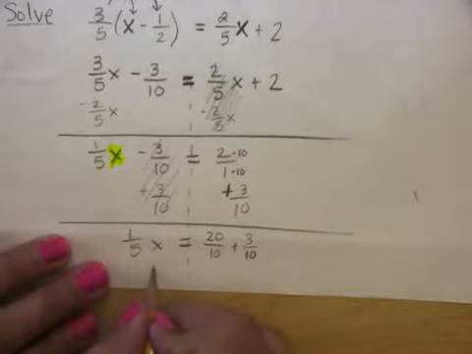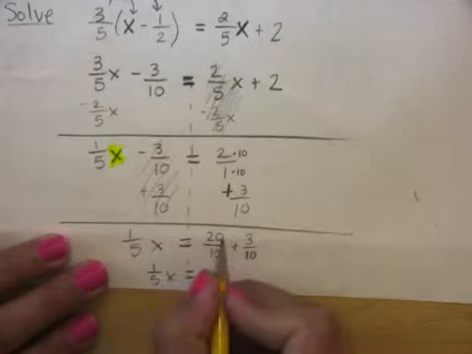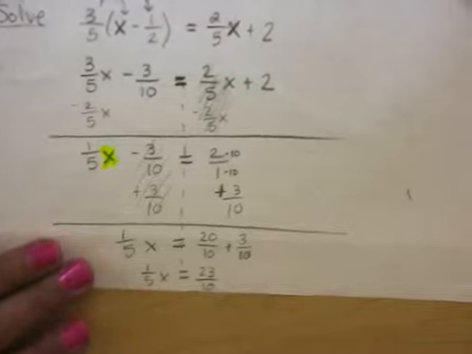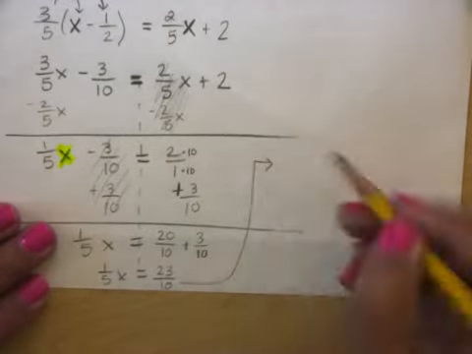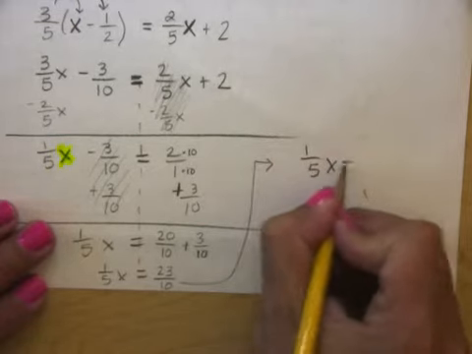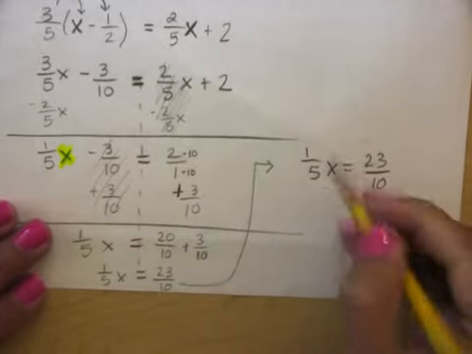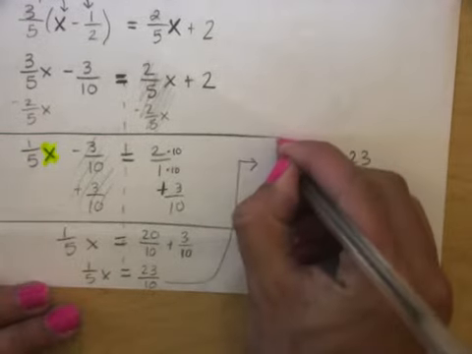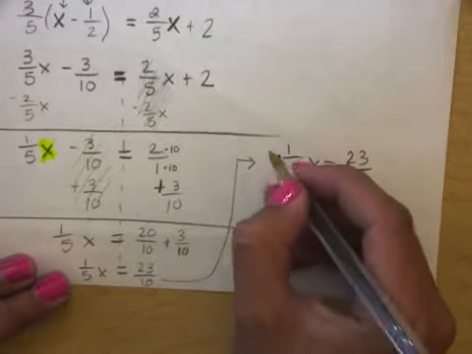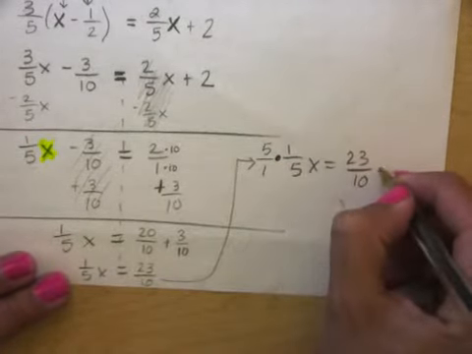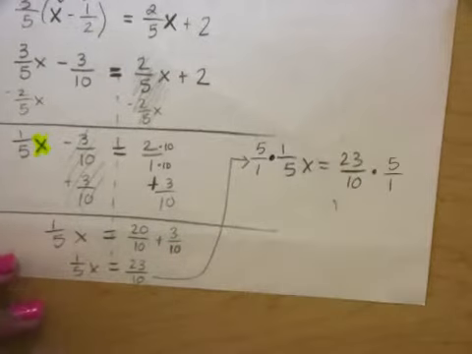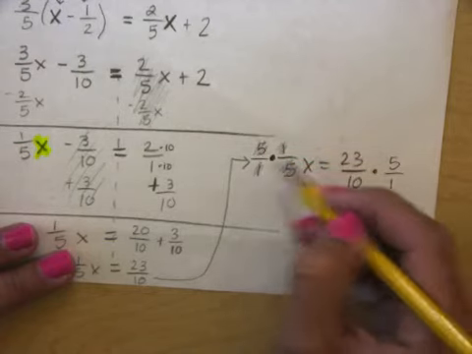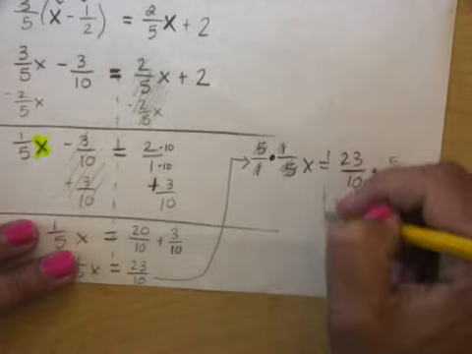But now I can add it to 3/10. So it's going to give me 1/5 x equals, adding with fractions, I add the tops, leave the bottom alone. Okay, almost done. 1/5 x equals 23/10. To get rid of the 1/5, I could divide by 1/5, but dividing by a fraction is the same thing as multiplying by the reciprocal, so I'm going to choose to do that. So the reciprocal of 1/5 is 5/1, but I have to do the same thing to this side. So the nice thing is 1 divided by 1 is 1, 5 divided by 5 is 5. Those all cancel out. We're just left with 1x.